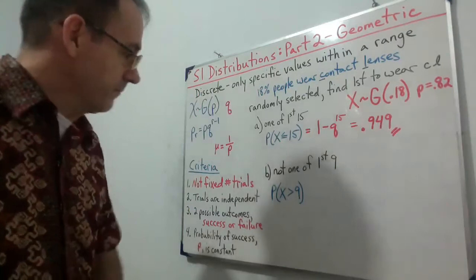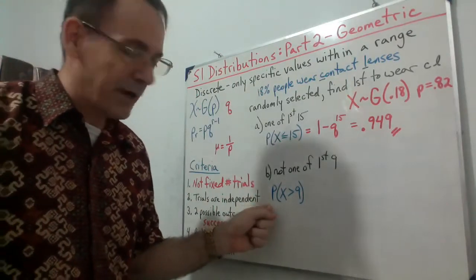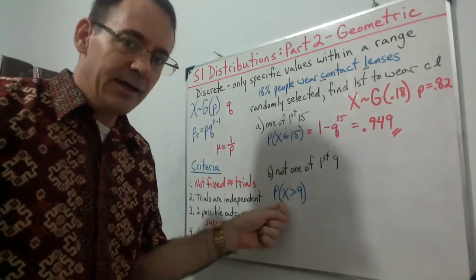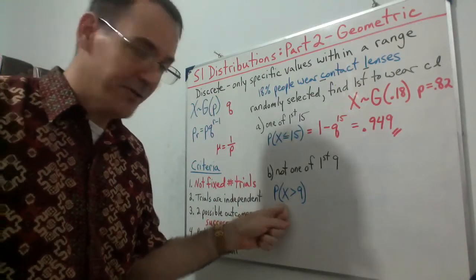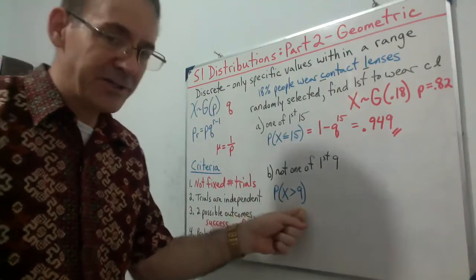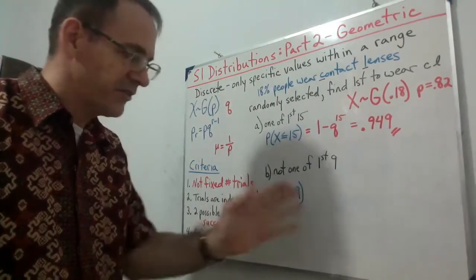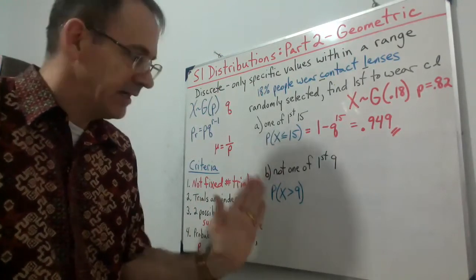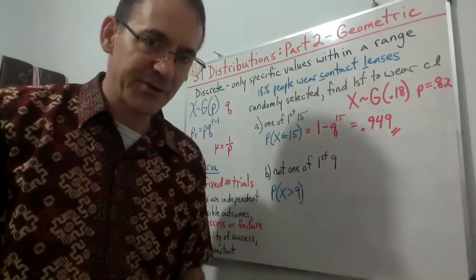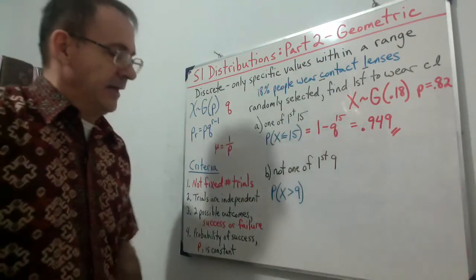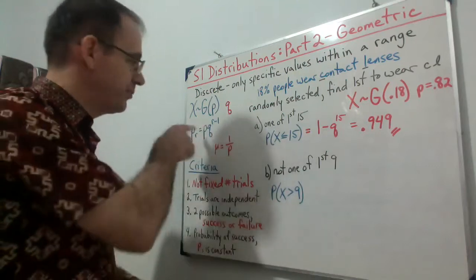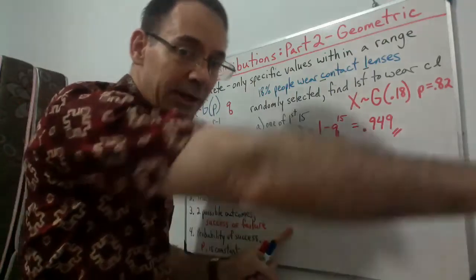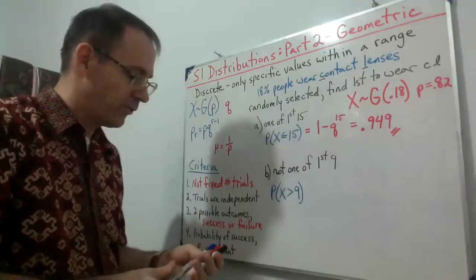So in this one, we see that our probability is that our X, that is the number of people that we're interviewing or trials, has to be greater than 9. We don't want the success in the first 9. We want our first success to be after the first 9. Well, this one would be really hard to do by formula because you would have to start with 10 and go indefinitely. So we don't want to do that.